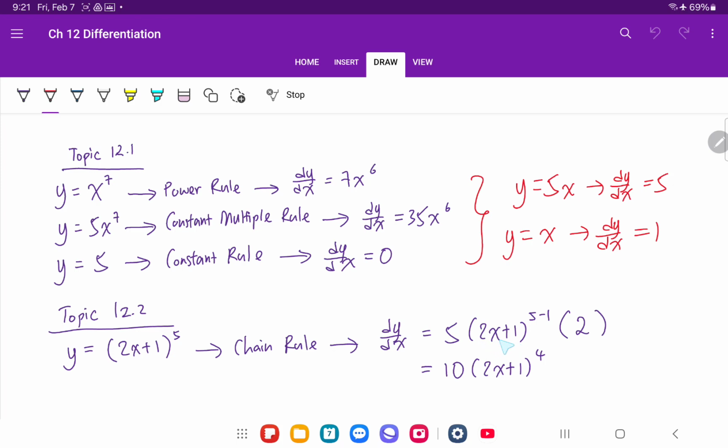So differentiate 2x gives a 2, differentiate 1 gives a 0. Then the 5 times 2 gives a 10. The power now becomes 4. These are all the things that we have covered up to this point. We will now start 12.3, which is on the product rule. Let's begin.